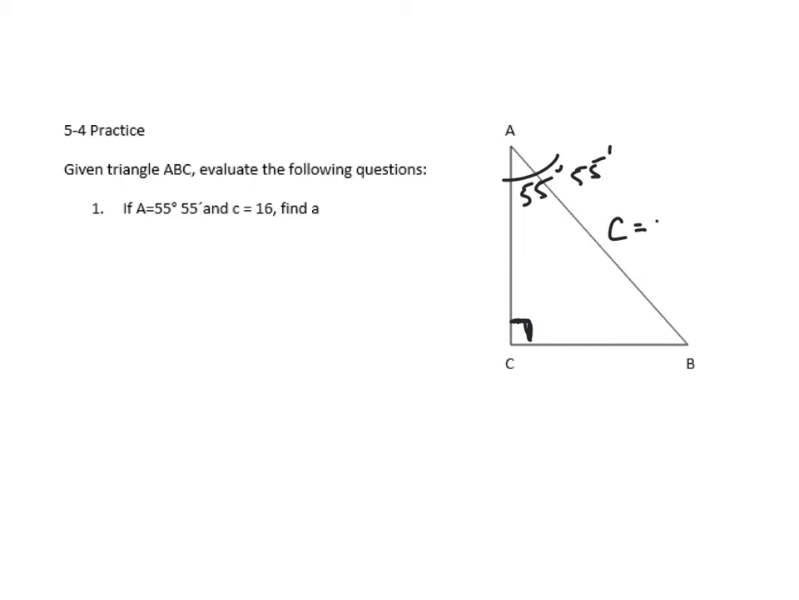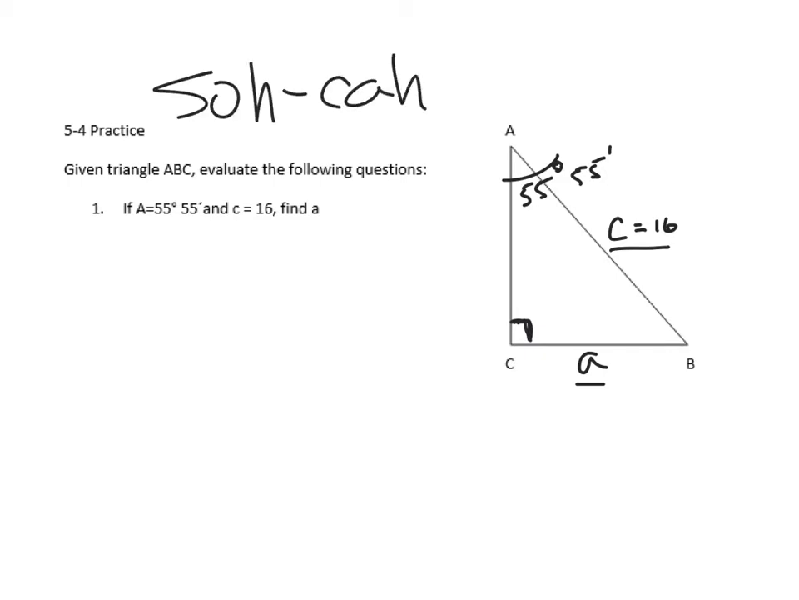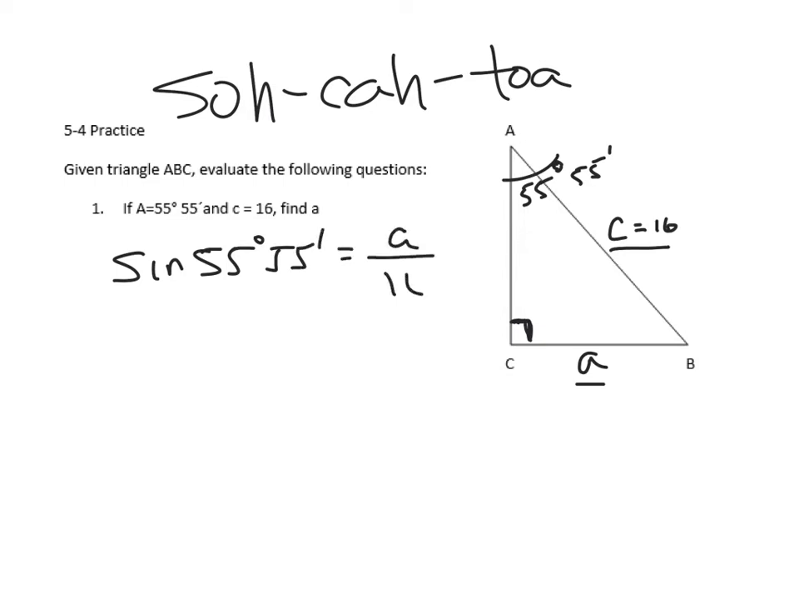So here's side C. Side C is 16. I want to find side A, and side A is opposite angle A. Looking from the angle that we have here, I want to pick a trig function. What sides are in play here? A seems to be opposite, and C is the hypotenuse. Opposite and hypotenuse. It may be a good idea to just write SOHCAHTOA at the top of your page. So I think I'm using the sine function. So the sine of 55 degrees, 55 minutes equals A over 16, and just solve for A.